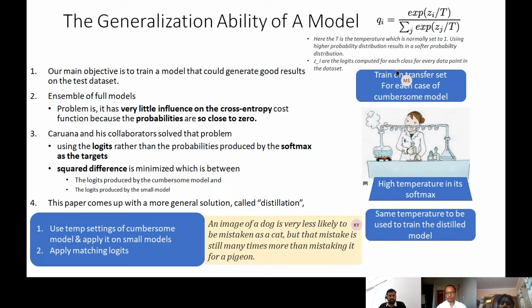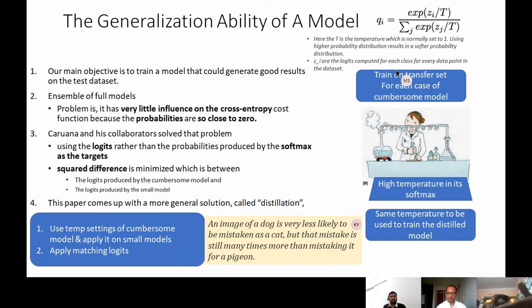Let's see this little caricature we have done here. It's a high temperature. We are training on the transfer set for each case of a cumbersome model. When we say cumbersome model, we have many ensemble models, and each of these ensemble models has some transfer set of data. For each of those cases, we are training on the transfer set. We record the high temperatures on each of its softmax and use the same high temperature on our distilled model. So now we have a specialist model with the same temperature it was working at for the larger model.